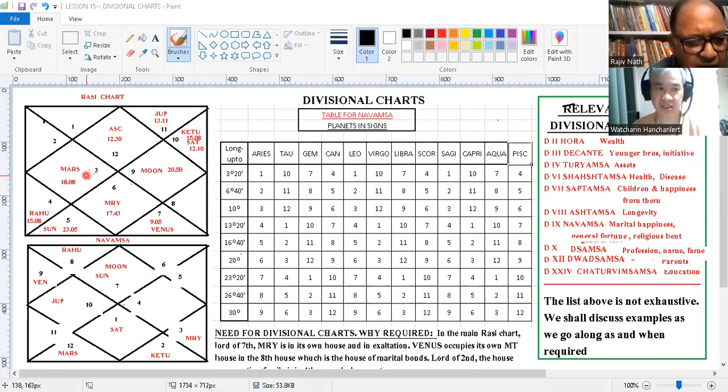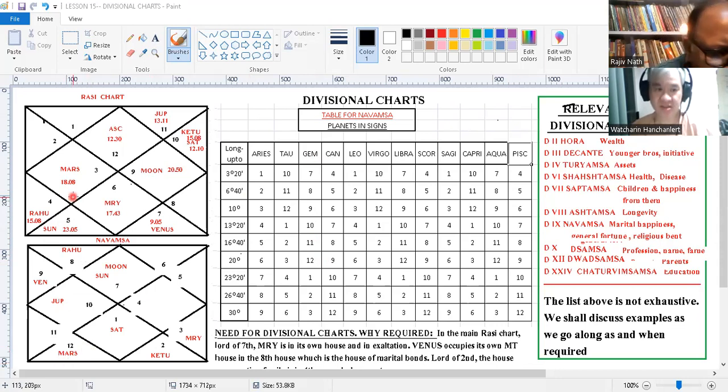Mars. What is the degree of Mars? 1808. In which sign? Gemini, sir. So we come to Gemini here on this table. We'll see where 1808 falls. We see that it falls in Pisces, number 12. So in this Navamsa chart, wherever Pisces appears, we write Mars here.